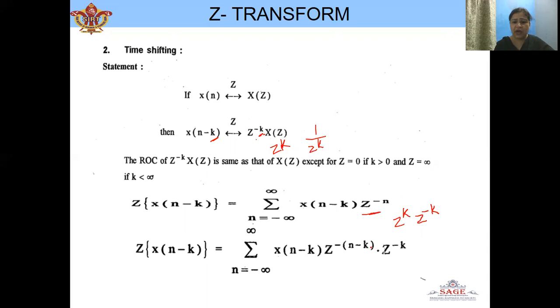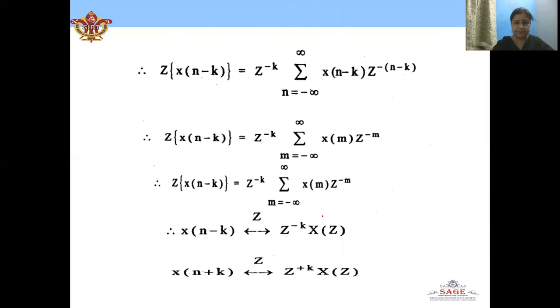So what I'll do, I'll merge z raised to power k here with z raised to power minus n, and z raised to power minus k I will take separately. Now this summation depends on variable n. So z raised to power minus k is constant. So it can be taken out of the summation sign and the rest of the terms will be in the summation. So z raised to power minus k is taken outside. So summation x(n minus k) z raised to power minus (n minus k).